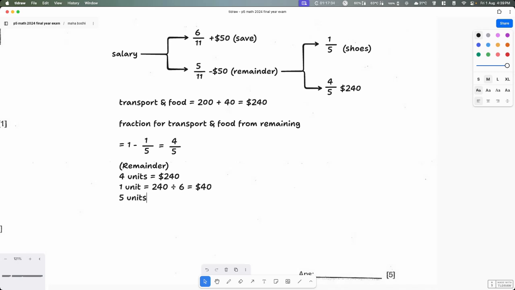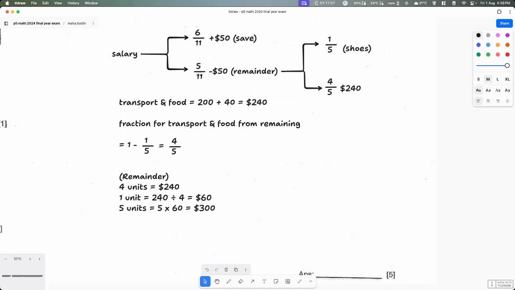Oh, sorry, divided by 4. So this is 60, right? So 5 times 60 is equal to $300. So 5 units is the total. So maybe I'll just put here, 4 out of 5.